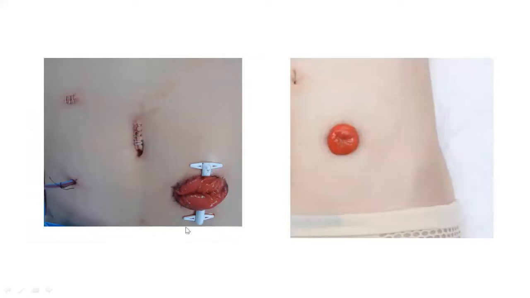In this picture also you may see the double barrel or loop colostomy, and here you may see the single barrel stoma.